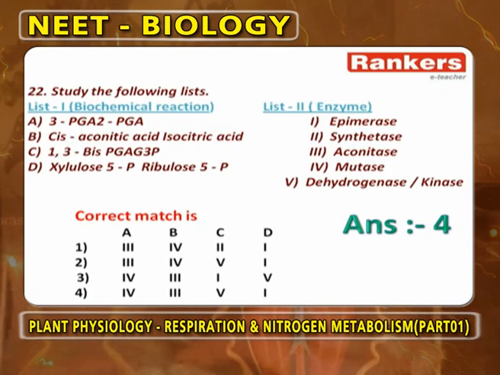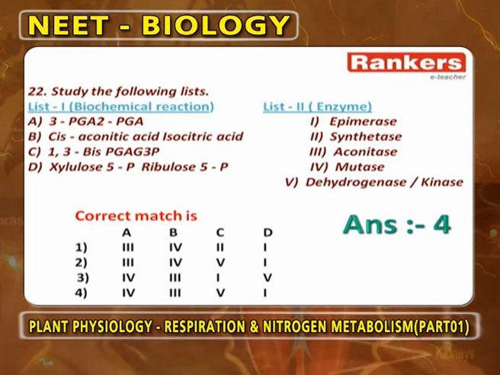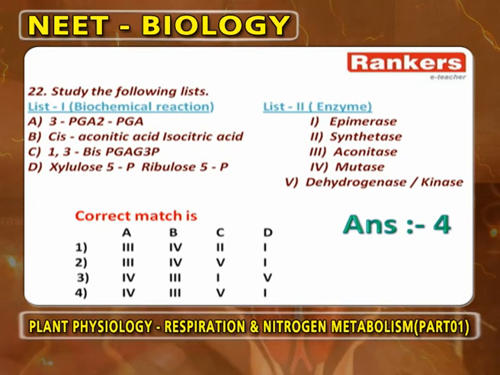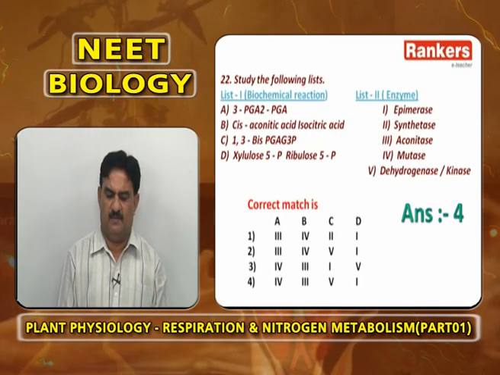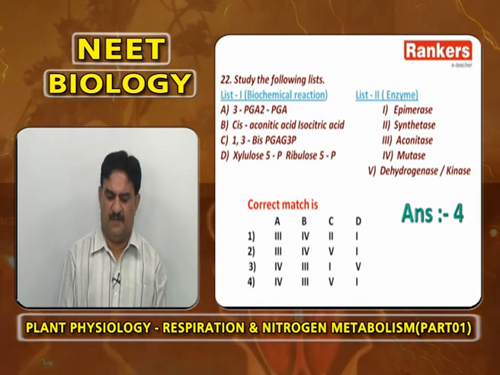Study the following list. List 1 biochemical reaction, list 2 enzyme. Conversion of 3-phosphoglyceric acid to 2-phosphoglyceric acid. Cis-aconitic acid to isocitric acid. 1,3-biphosphoglyceric acid to glyceraldehyde 3-phosphate. Xylose 5-phosphate to ribulose 5-phosphate.